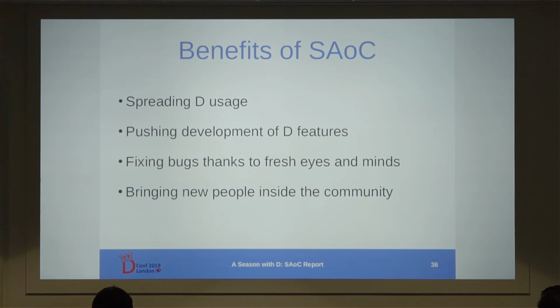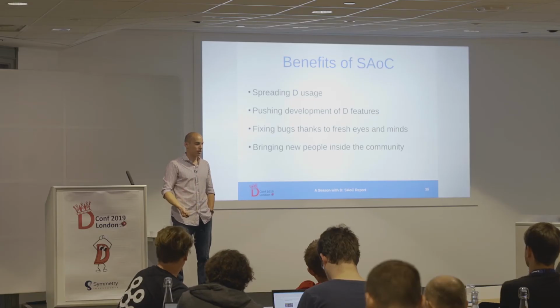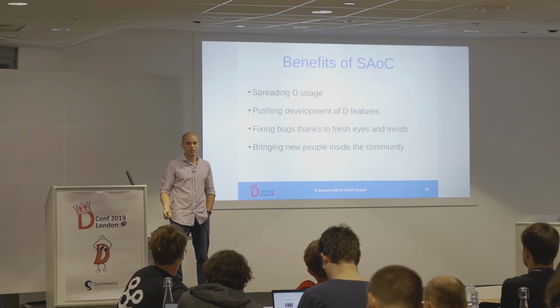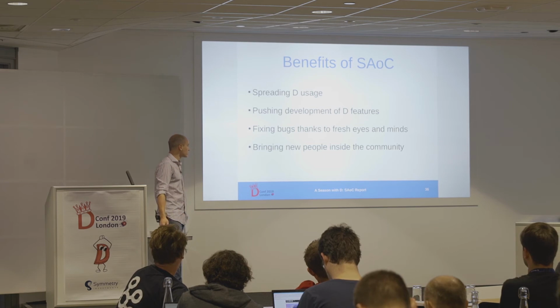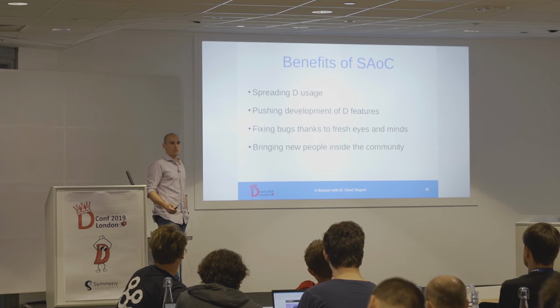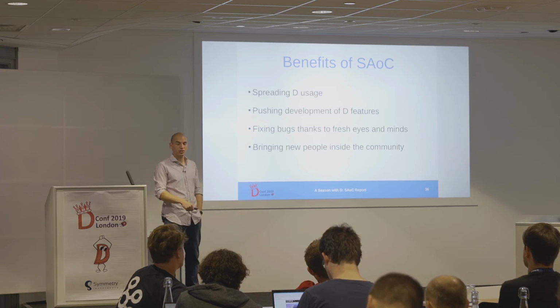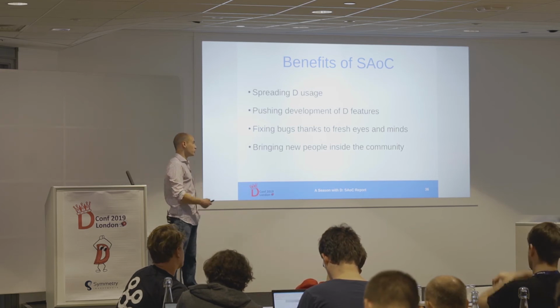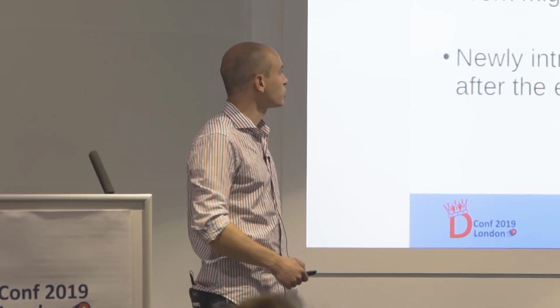We know we can spread the usage. We can push development of the features using a project like Symmetry Autumn of Code, for the simple reason that it brings new people inside the community. We know that if you have a fresh eye on a code base, it will probably find a new perspective on it. So fresh eyes and minds might solve bugs, which shouldn't be overlooked. And as I said, there are benefits both from the participant's point of view, the community members' point of view and the foundation's point of view.